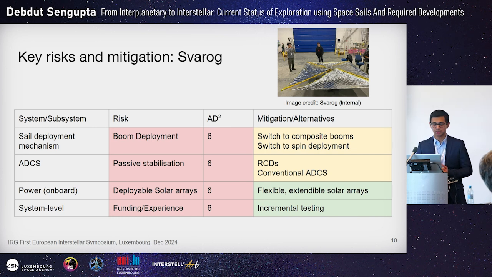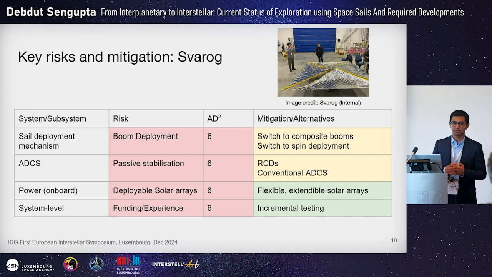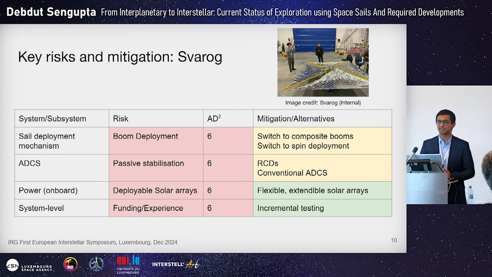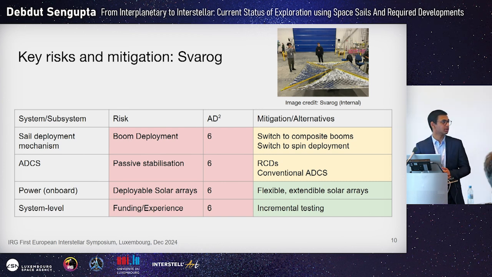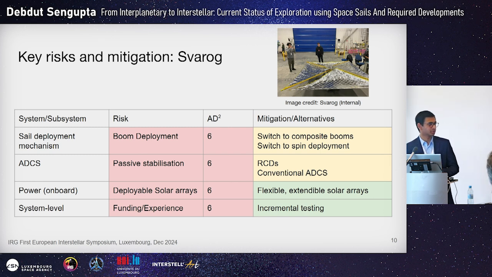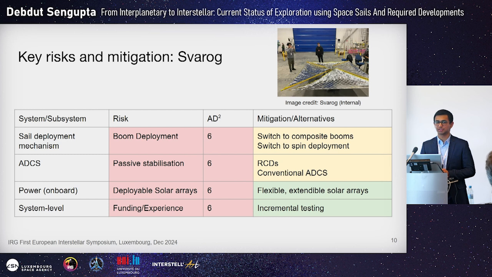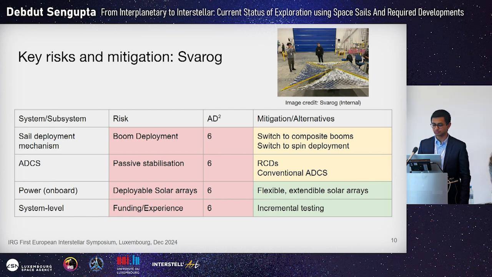quite a lot. Finally, the system level risk is quite high, as I mentioned, the experience base and the funding, and we are tackling this currently with incremental testing. So we had a ballooning mission a few weeks ago, tested our solar sail at 27 kilometers, and we also want to continue testing with low Earth orbit launches, hopefully in the coming 2 years.